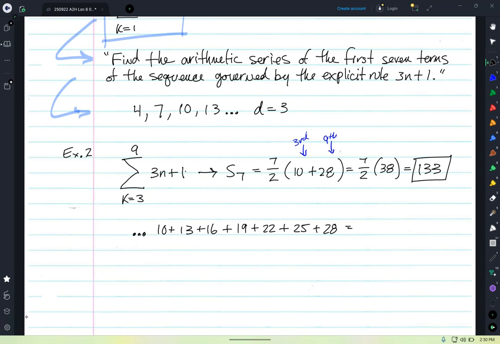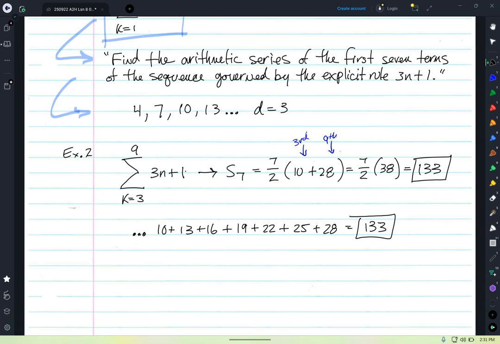Okay, you got it added up? Take a calculator, add them all up. 10 plus 13 plus 16 plus 19 plus 22 plus 25 plus 28. Oh my goodness, it's 133. How did that happen? It's magic. Or it's math, one of the two. Sometimes it feels the same.